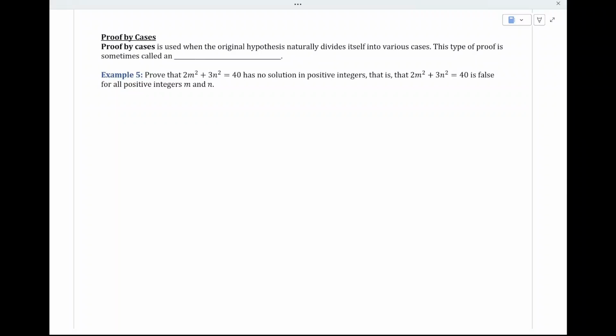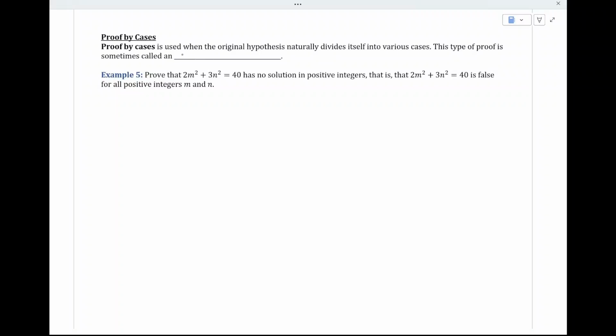Proof by cases is used when the original hypothesis naturally divides itself into various cases. In order to use proof by cases, we're going to need a reasonable number of cases that we can write down and show. We're not really going to be able to show hundreds of cases, but if there's a reasonable finite number of cases, we can look at all of those.